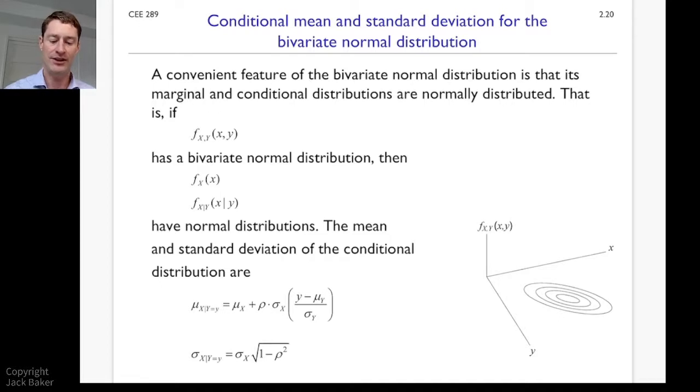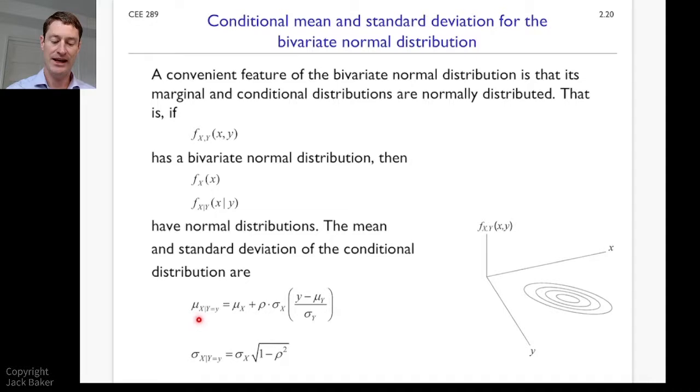If I want to condition on y, I say, well, what if I say given that y is equal to 2, now what's the distribution of x? Well, if x and y are correlated, that knowledge of y is going to change my knowledge of the distribution of x, but in a very convenient way. So here we just have these conditional means and standard deviations at the bottom of the slide.